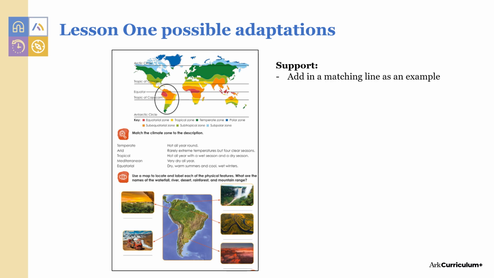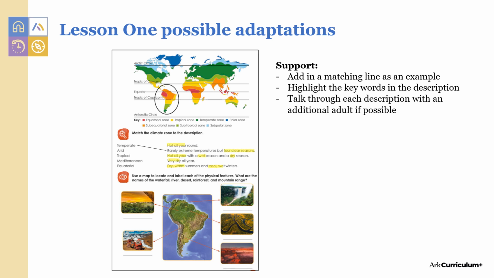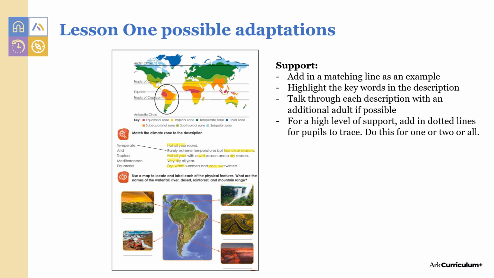To support pupils in lesson 1, you could add in a matching line as an example. You could highlight the keywords in the description. You could talk through each description with an additional adult if possible. And for a high level of support, add in dotted lines for pupils to trace. Do this for one or for all.